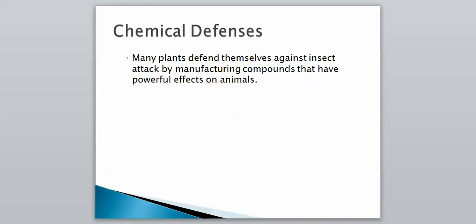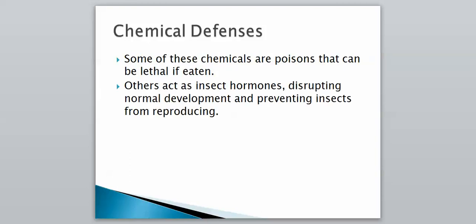Many plants defend themselves against insect attack by manufacturing compounds that have powerful effects on animals. Powerful effects meaning that it could either taste really bad to the animals, or it could in fact kill them. Some of these chemicals are poisons that can be lethal if eaten. Others act as insect hormones, which disrupt normal development and prevent insects from reproducing. Once the insect eats it, it basically sterilizes the insect. Therefore, it's not going to lay any more eggs, and no more insects are going to come along and eat on the plant. So plants are not completely helpless.